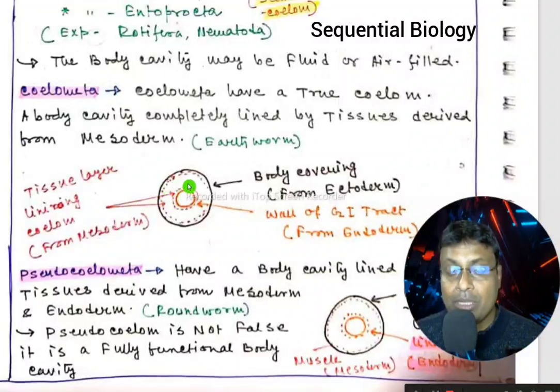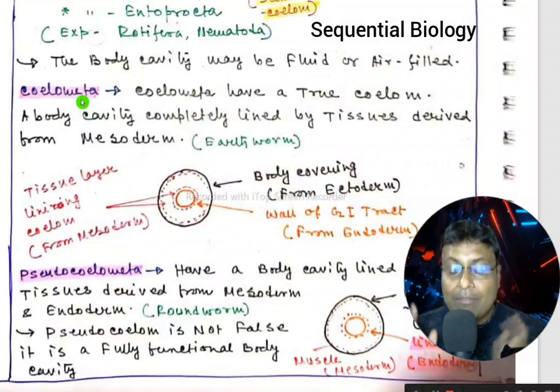Then this body cavity is surrounded by mesoderm on both the outer and inner side. The cavity which is lined by mesoderm on both sides is called the coelom, or the true coelom. Coelomata have a true coelom. A body cavity completely lined by tissue derived from the mesoderm is known as coelomata.